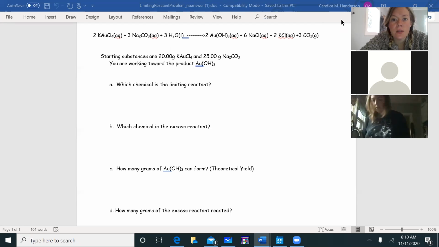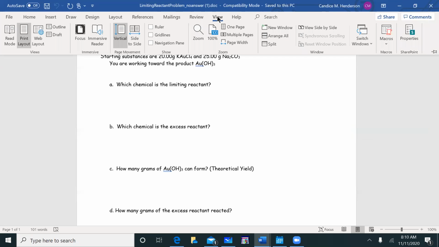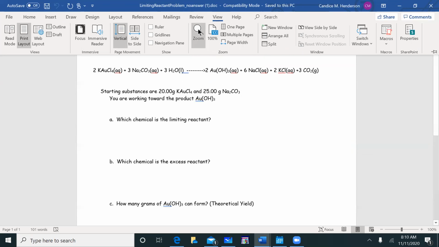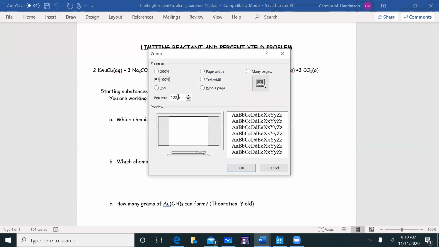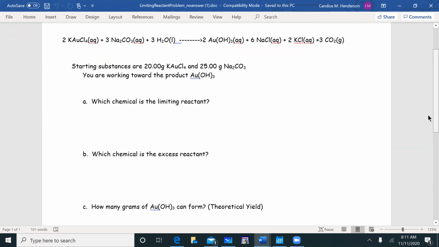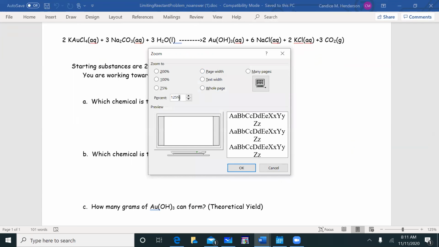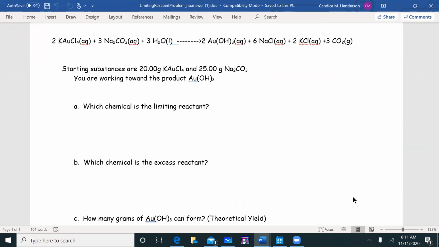Zoom in a tiny bit. Yes, I can do that. I just want to make sure that you can see everything though. Might be able to get away with a little bit more. That's good. Okay, great, Leanna.